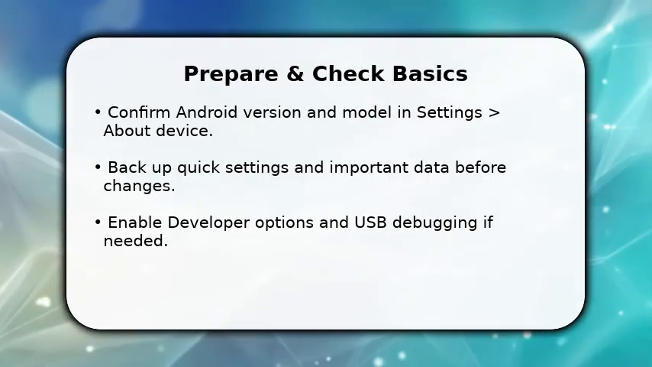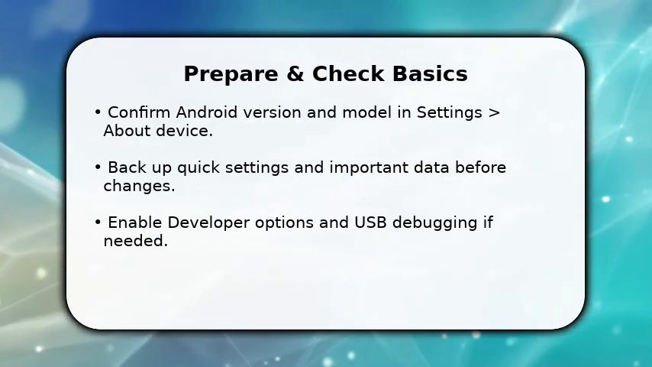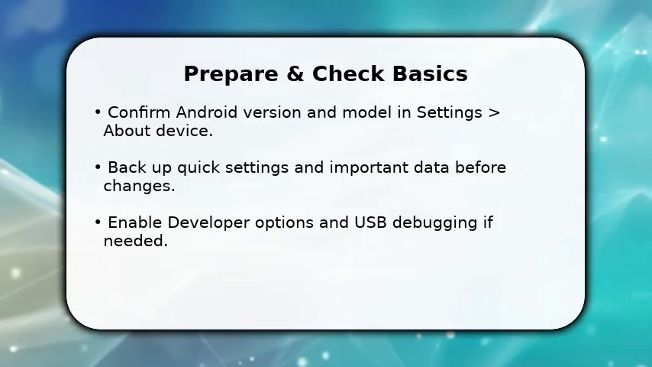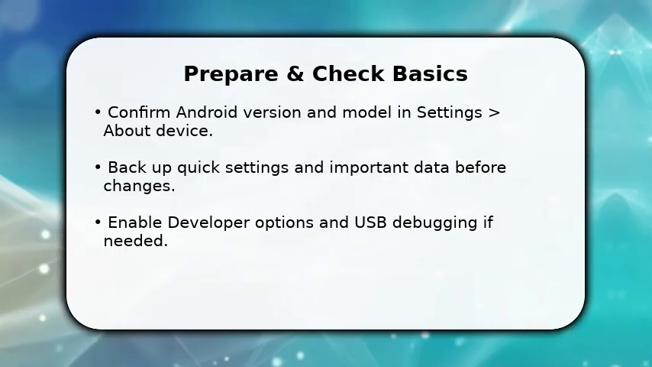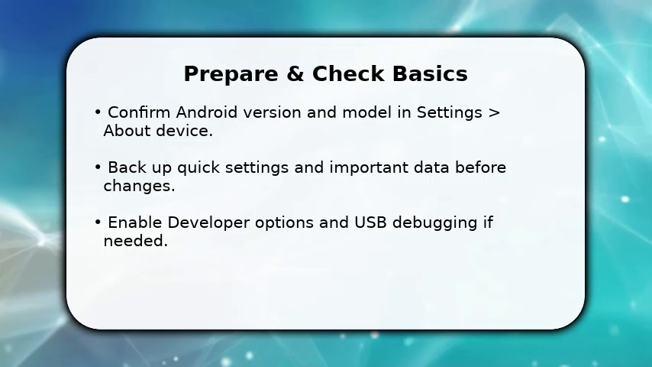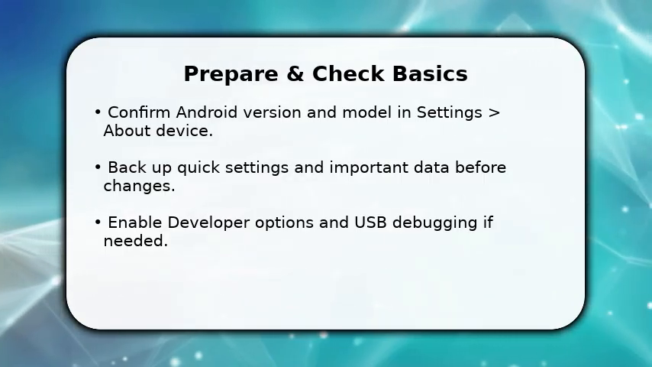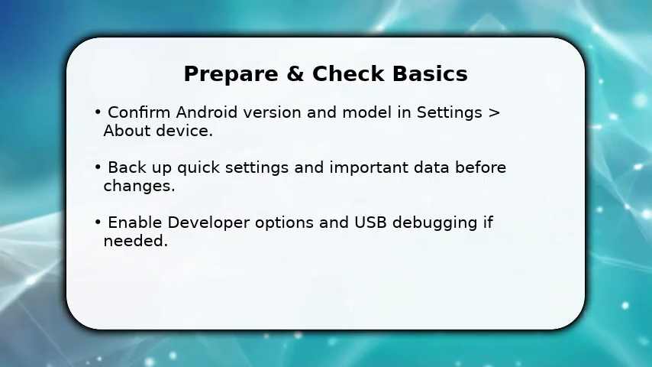You start by verifying essentials. Check your Android version and model so you download correct fixes. Once done, back up quick settings and any crucial data in case you revert. Enable developer options and USB debugging when the guide requires ADB commands. This gives you access without risky apps.